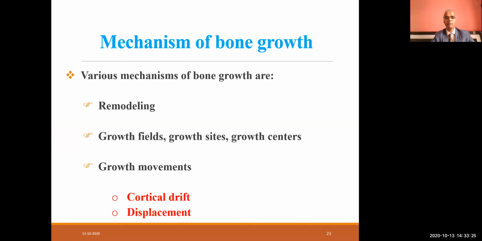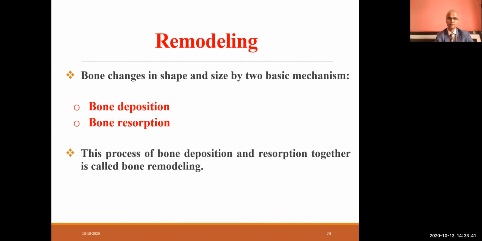Next is mechanism of bone growth. So various mechanisms of bone growth are remodeling, growth field, growth site, growth center, growth movement, which may be cortical drift and displacement. Remodeling.